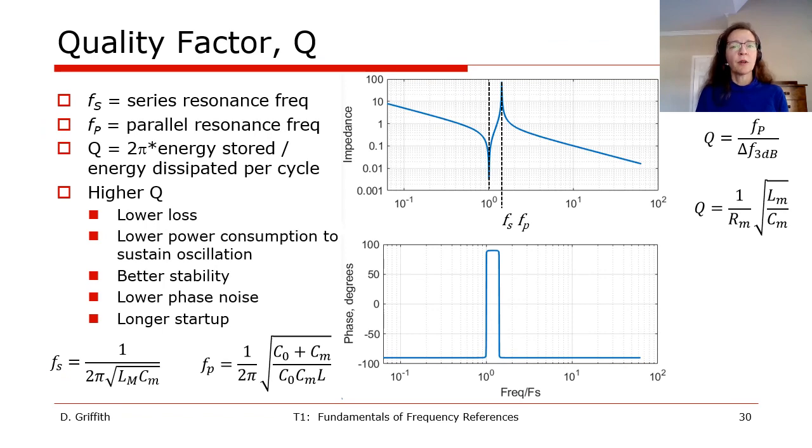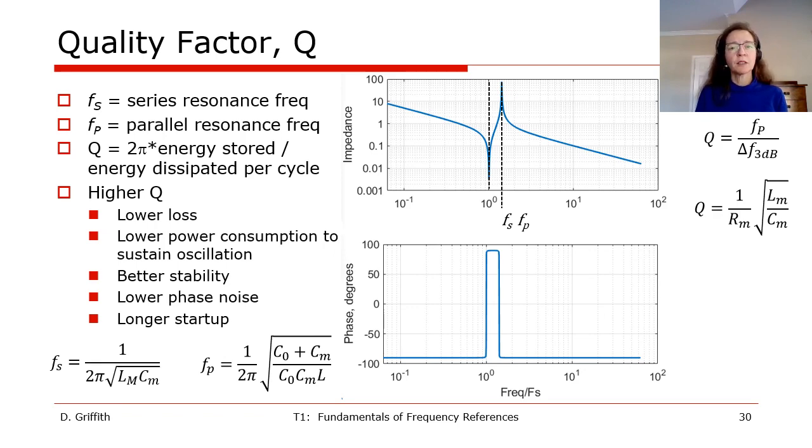The resonator, whether it's a crystal or a ceramic resonator, has impedance and phase versus frequency curves shown as in these plots here, where Fs is the series resonance frequency and Fp is the parallel resonance frequency, which can be written as a function of the resonator model parameters we saw on the previous slide.